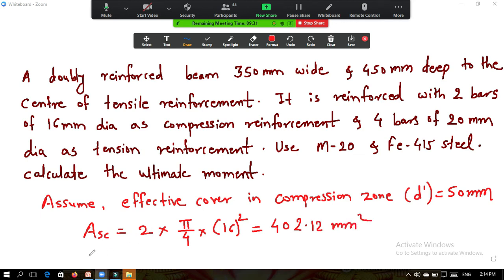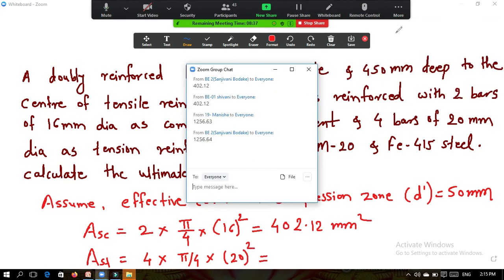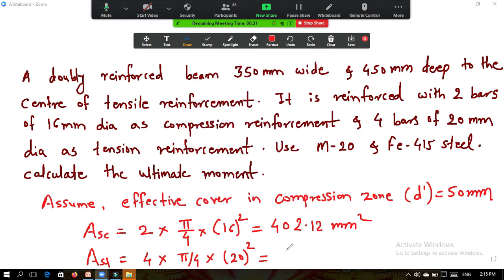So now calculate the value of AST also. Total area of steel they have given to you. 4 bars of 20 mm diameter. So 4 into pi by 4 into 20 square. Okay, what is the answer? 1256.64. Okay, so 1256.64 mm square is the AST.